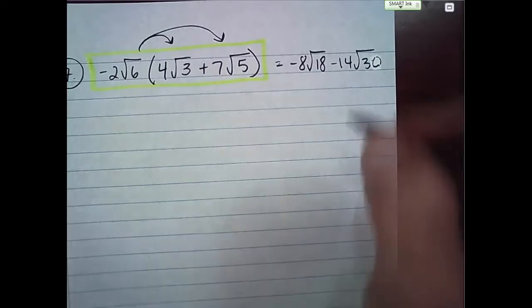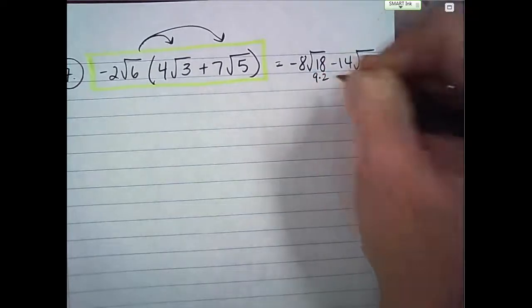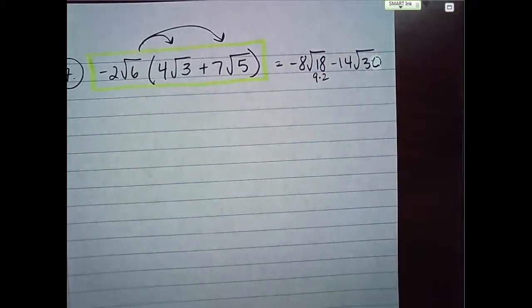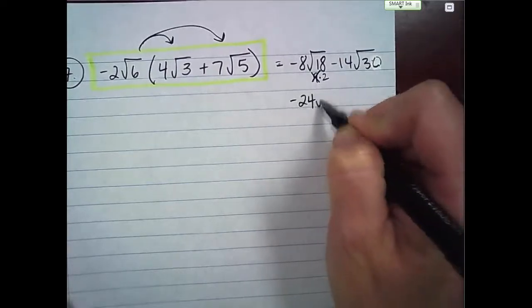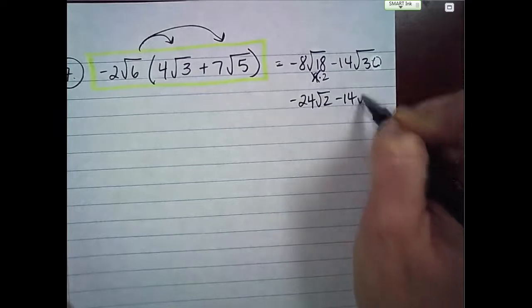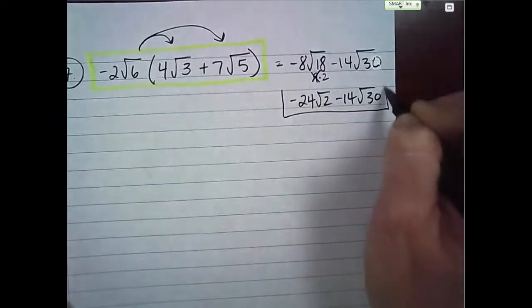First. Yep. This is the same as 9 times 2, right? So therefore, you take the square root of 9, which is 3. There's already an 8 out there, so negative 24 root 2 minus 14 root 30. You got to be careful. If you want full credit, you got to go all the way down to here.